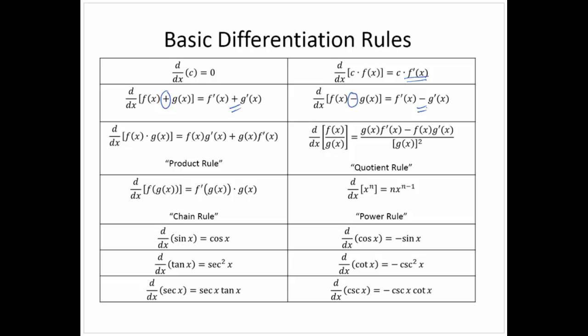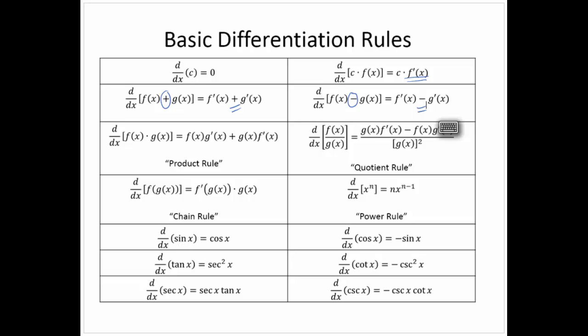However, if we have a product or a quotient, remember we have special rules for the product and quotient of functions. If we're multiplying functions, we have this product rule, which says that the derivative of f times g is f times g prime plus g times f prime.